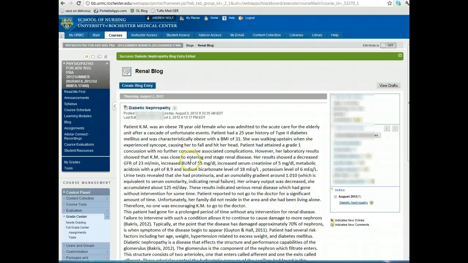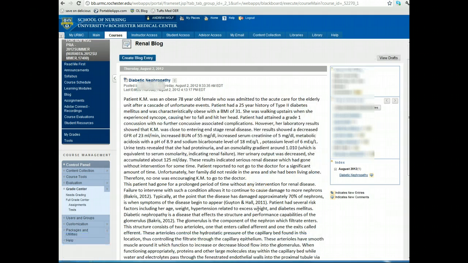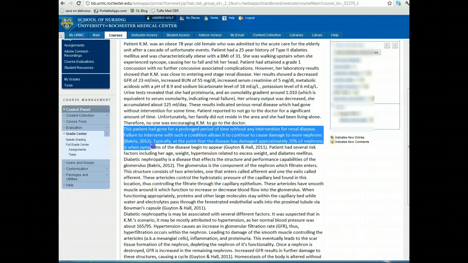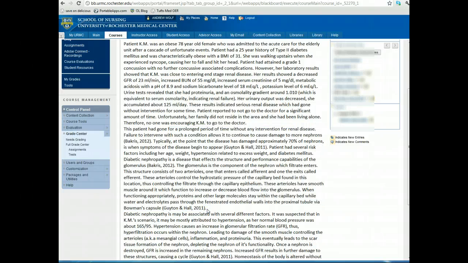So, she wrote a short but formal paper that she put a lot of thought into. She first put some time into describing the patient scenario, and then she goes on to describe in some depth the pathophysiology and physiology that was going on with the patient. And this is similar to a paper that in the old days I would have the students submit directly to me.